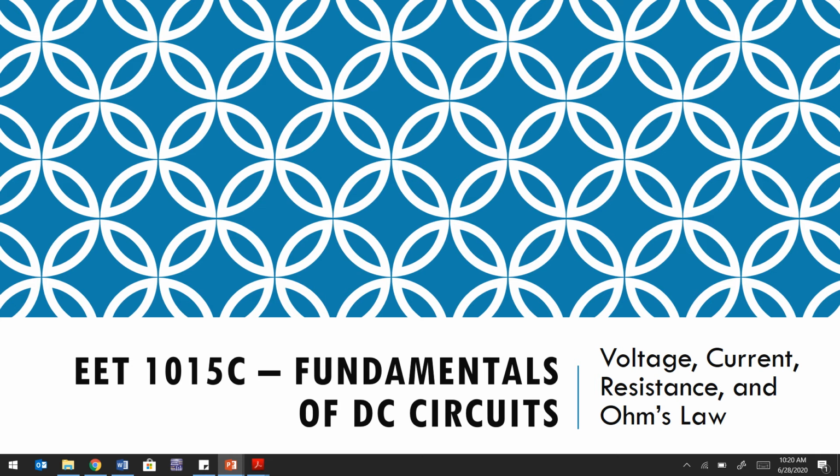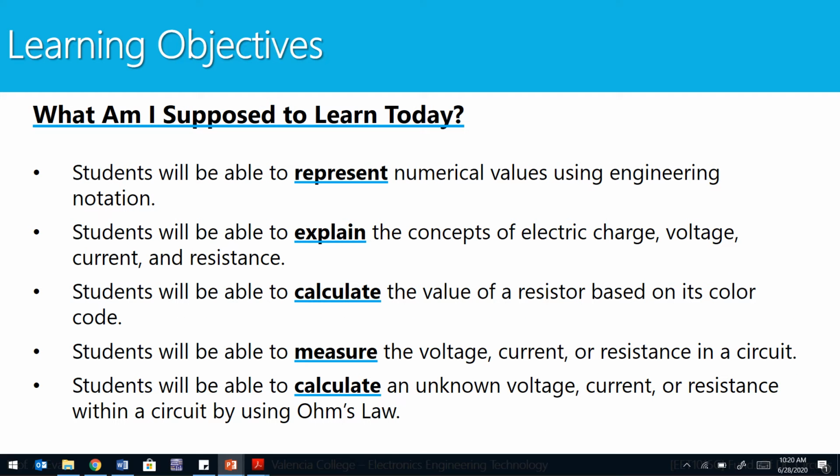For this video, we're going to discuss voltage, current, resistance, and Ohm's law. So here are the learning objectives for this video. We're going to start with a little bit of review of engineering notation. Then we're going to discuss the concepts of electric charge, voltage, current, and resistance. We're going to review how to determine the value of a resistor based on its color code.